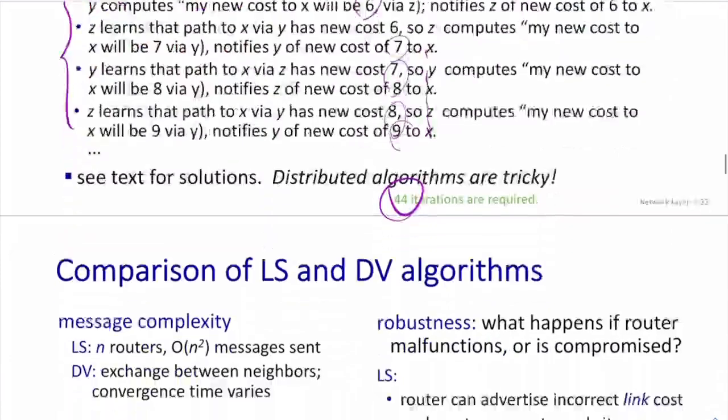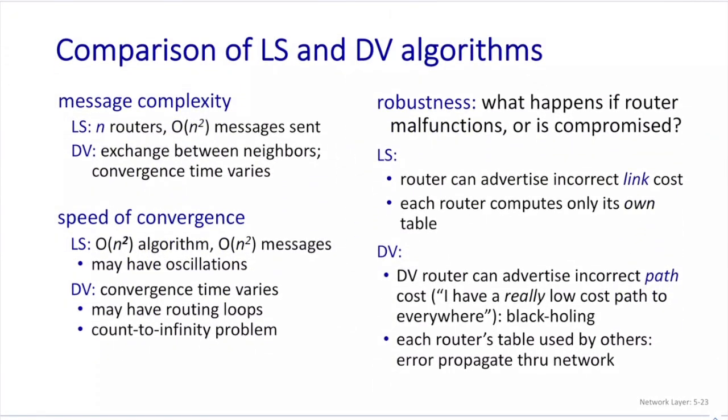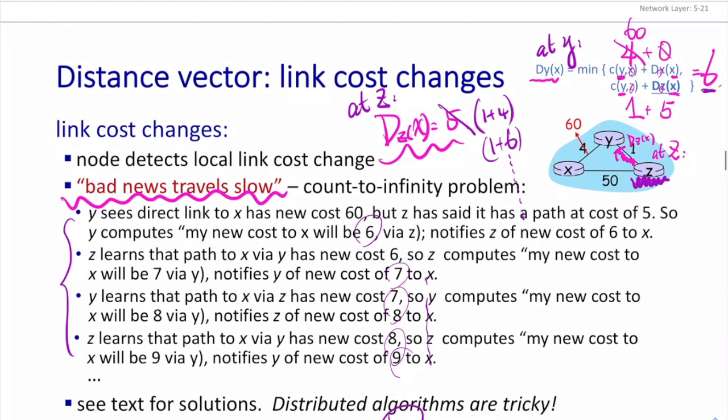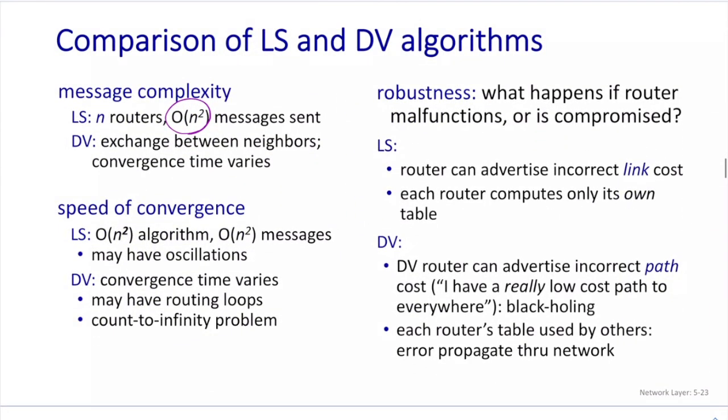Okay. So the next one, the comparison of link state and distance vector. The message complexity, we have talked about it before. If we have n routers, link state needs to broadcast all the information to all the other nodes, so it takes big O n squared to send all the messages out. But for distance vector, it really depends on the current situation of link cost and topology. So we don't have a value for the message complexity. We simply exchange messages between neighbors.